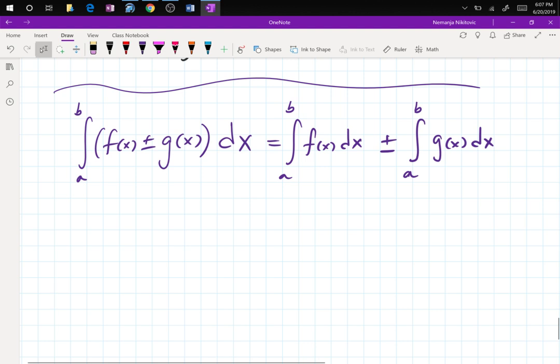Now, there are three other formulas that are really cool. There's a formula which says that the integral of f of x dx from a to a is 0. Why?